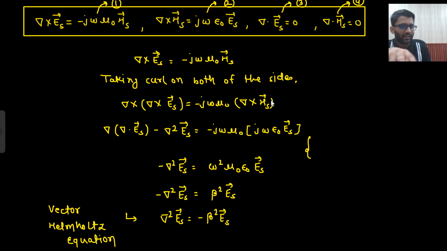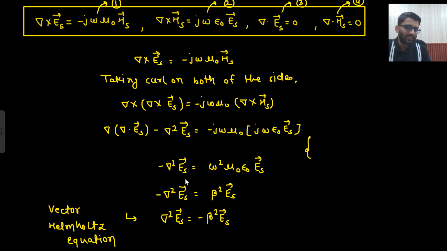So I can take del cross Hs here. What is the value of del cross Hs? From equation 2, I get j omega epsilon naught Es. So I am simply putting in the value. Now what is the value of del cross del cross Es? Have I taught you this? Yes. The value will be del of del dot E minus del square Es. What is the value of del dot E? That is 0. Del dot E is 0.